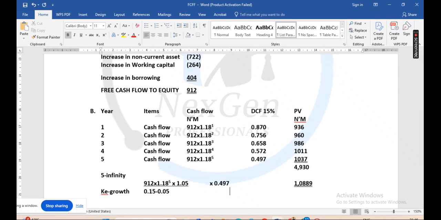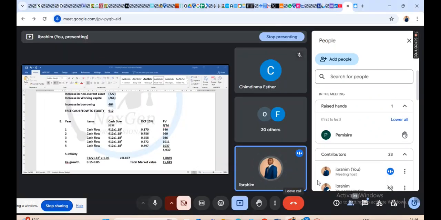Market value. What do you have? Quickly. There is Esther. 15,819. This is the total market value. This is the value of the business.